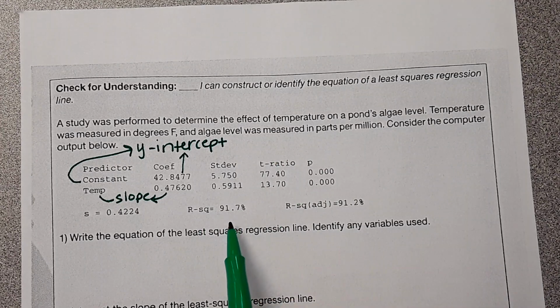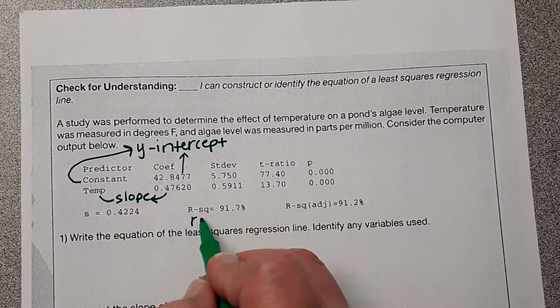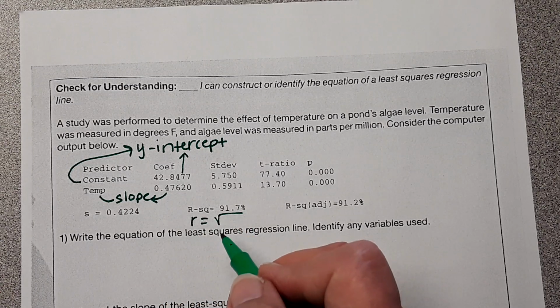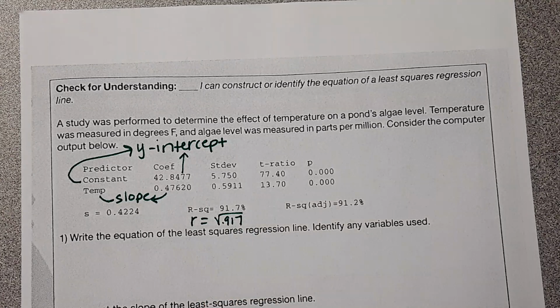R squared, it's exactly that. We're going to talk about R squared. So to find R, what do you think you need to do? Take the square root of R squared. So R equals the square root. Make sure you change it to a decimal. That's how you find R, okay?